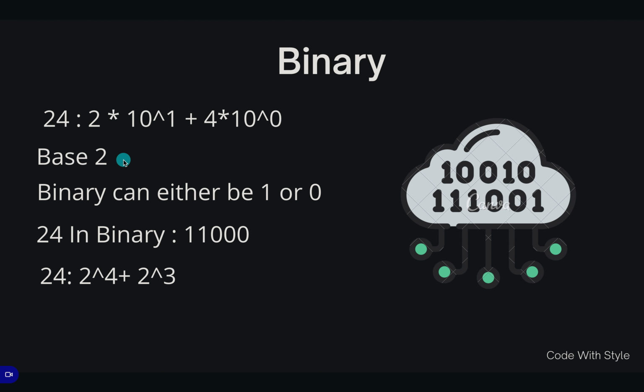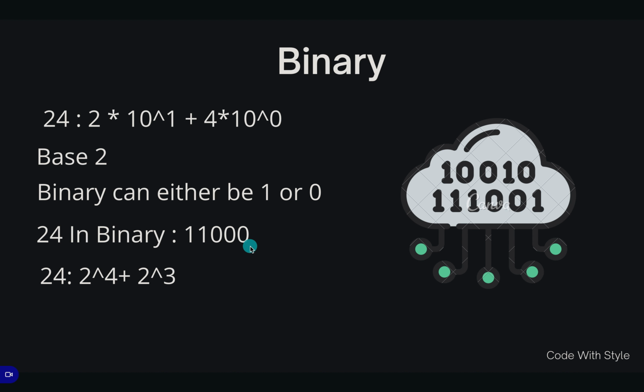Now in base 2 we actually do the same, but we only have 1 and 0 because it's base 2. Either it's 1 or it's 0. Remember when I said it's a switch, either it's 1 or 0. So we converted this number to binary. How can we do this? 24 basically can be represented as this number.